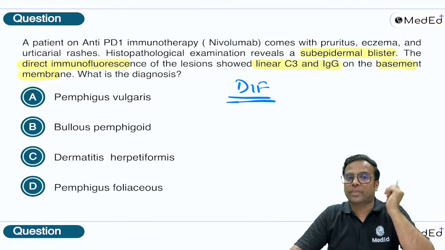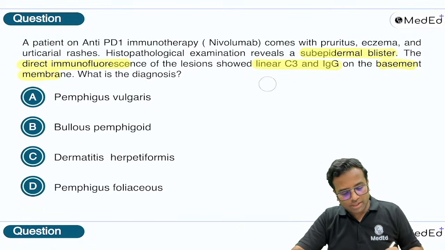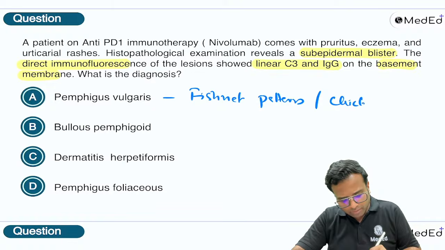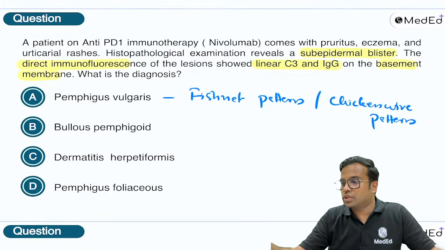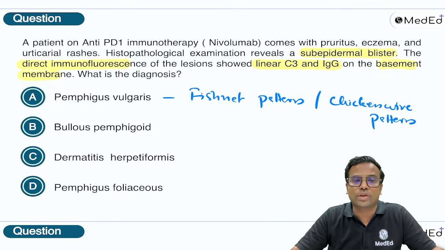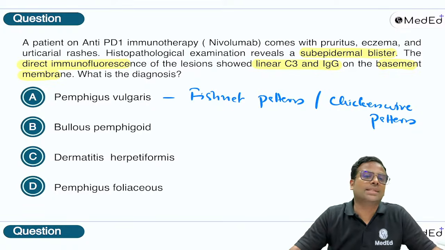What is the answer? Is it pemphigus vulgaris? In pemphigus vulgaris, what is the finding in DIF? You get a fish net pattern or a chicken wire pattern. So that is not going to be a linear pattern, right? So it is not pemphigus. I can see Ashutosh, Ayush, comment, all of you are saying it is C. Are you sure it is C? Let's see the second one.